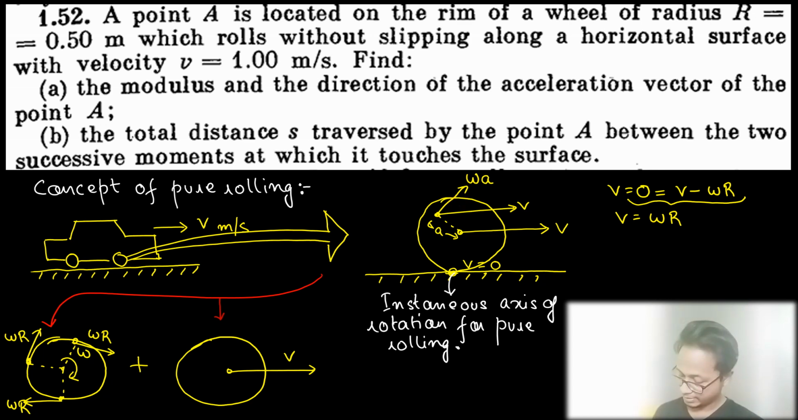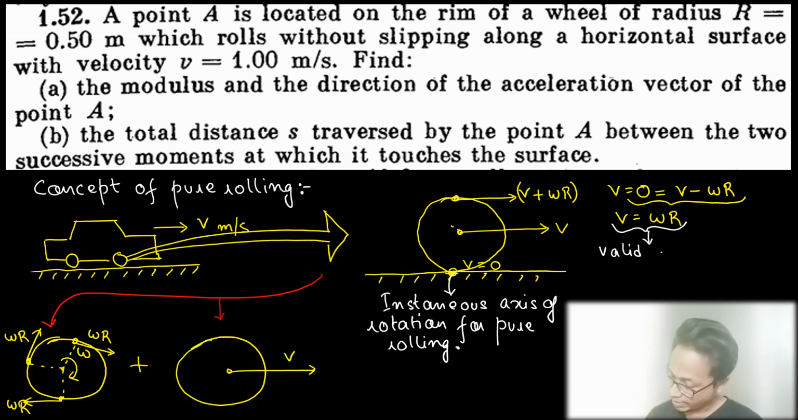So what would be the total velocity at the topmost point of the wheel? The velocity of this point is a combination of v from translational motion plus omega r. Now v equals omega r, which is valid only for pure rolling.